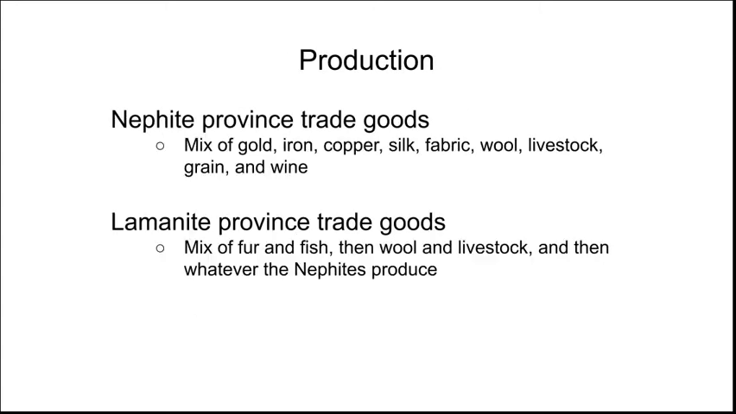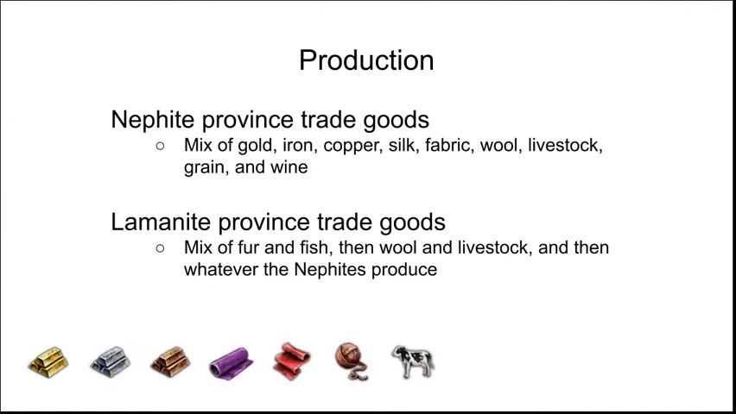The Nephites are said to have produced things of gold, silver, iron, copper, and brass, fine wood, steel, silk, and other fabrics, and farmed cows, sheep, oxen, horses, donkeys, goats, wheat, barley, and other old world grains, as well as pressed wine. Many of these things exist as province trade goods in-game, and so I can set the provinces of the Nephite and Zarahemla nations to produce a mix of gold, iron, copper, silk, fabric, wool, livestock, and wine.